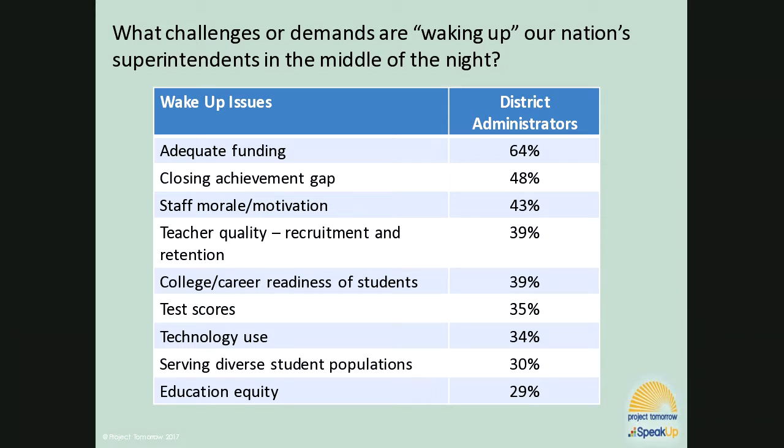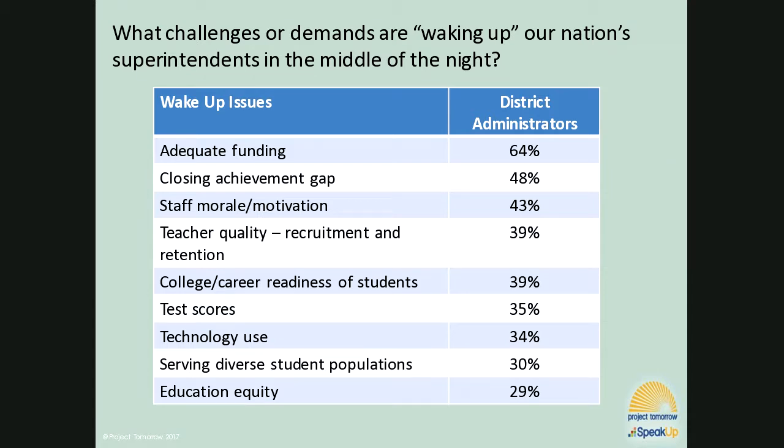So here was the top 8 items. Oh, I think it's a little bit more than 8, actually. I think I did 9 for you here. Items that the district administrators told us were waking them up in the middle of the night. Now, adequate funding has traditionally, since we've been asking this question, I think we started asking this question in 2005, so about 11 years, adequate funding has been number 1 every year that we've done that. That number changes a little bit based on where you're coming from, but it has been number 1.